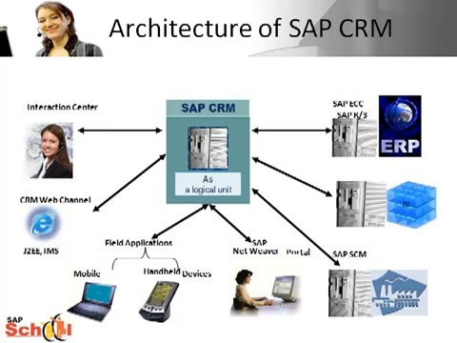The CRM application is fully integrated with the backend ERP system, also called the ECC system now. It is connected to the BI system, which is the business intelligence or business warehouse system, and it is also fully connected to the SCM system, which is the supply chain management used for availability checks and demand planning.